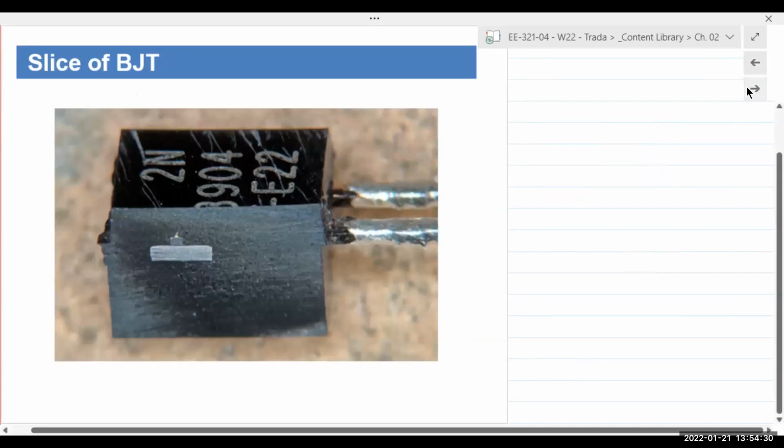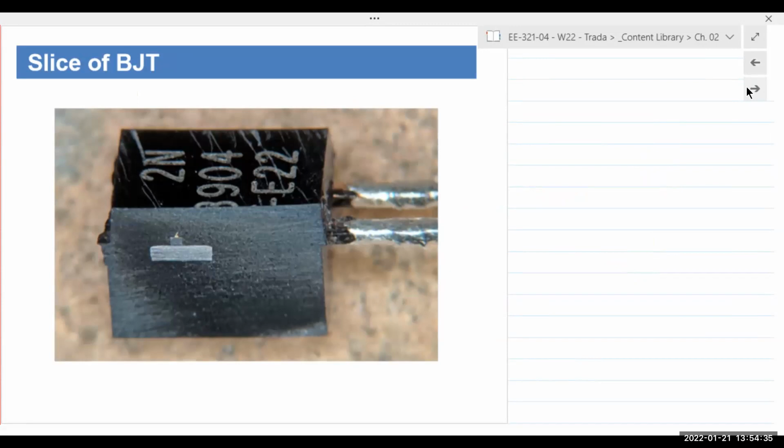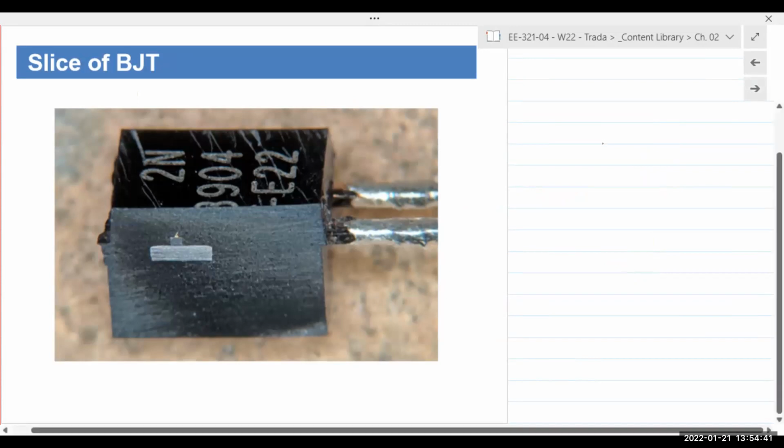Okay, so this is an actual slice of a BJT. If you have your lab kits, your lab kits will have a small black epoxy, something like this.